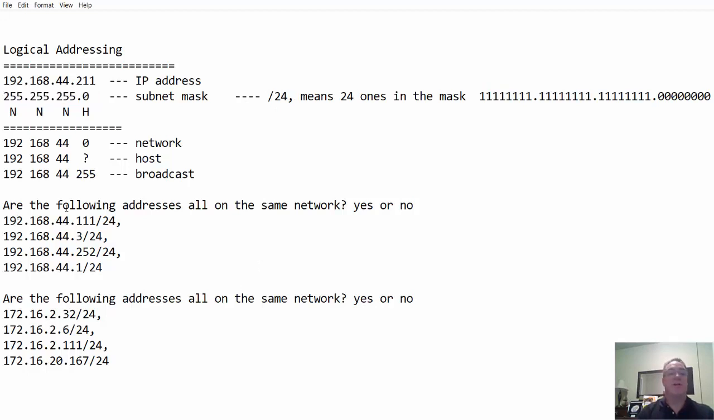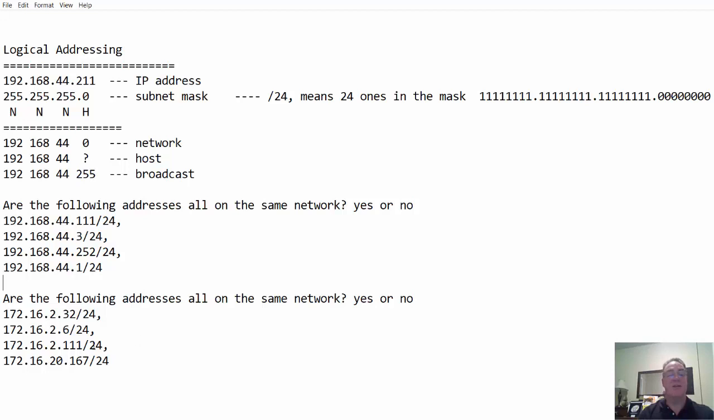So, are the following addresses all in the same network? Yes or no? Well, we've got 192.168.44.111 /24. That's important because it defines the network. That means the subnet mask is this. If this is the subnet mask, well, then it's the 192.168.44 network, 192.168.44 host 1, 252, 3, and 111. Yeah, these are all good host addresses, and they're all on the 192.168.44 network.